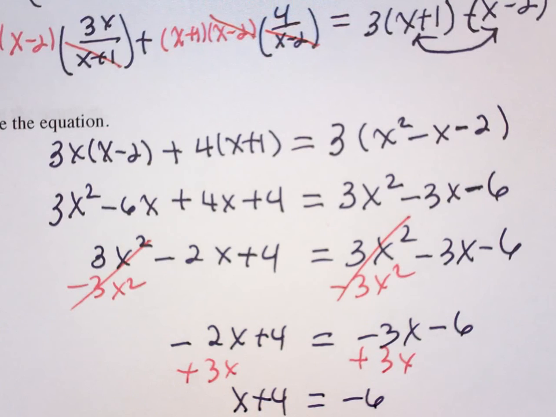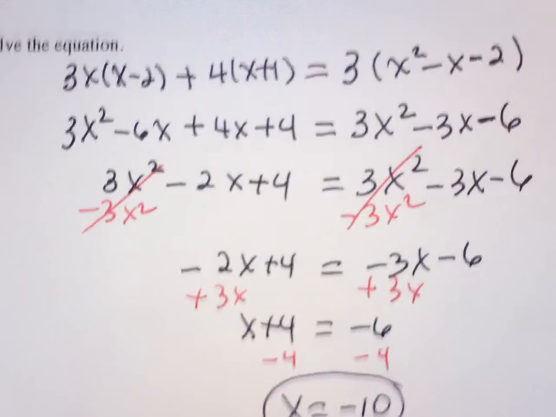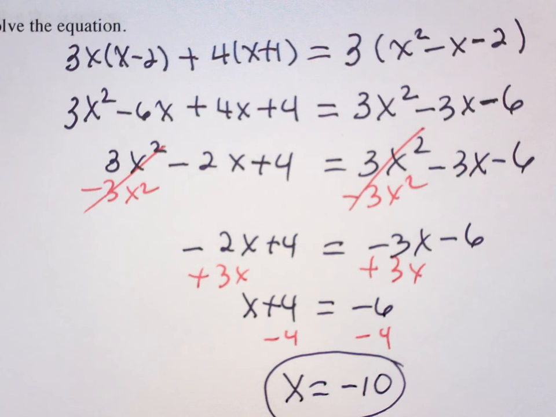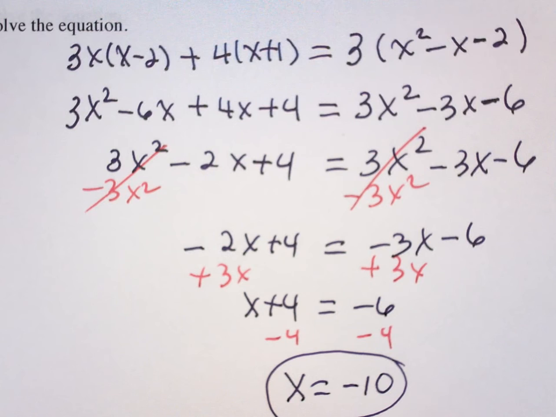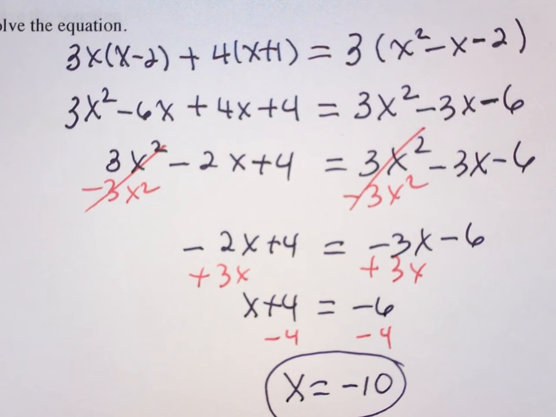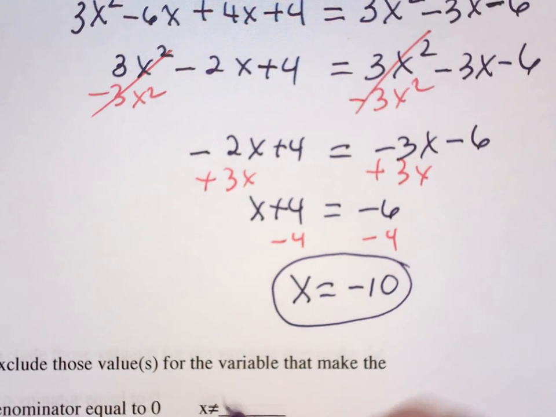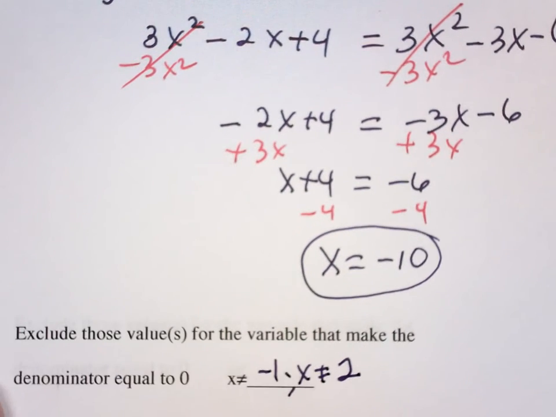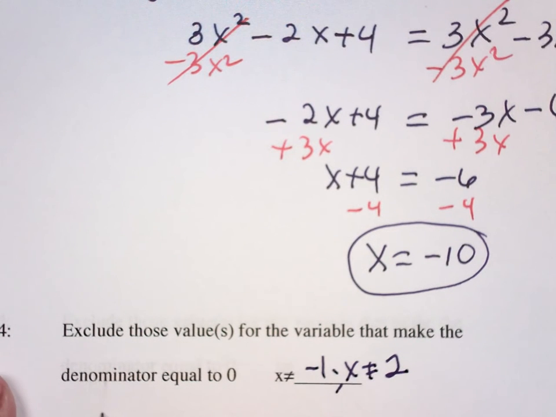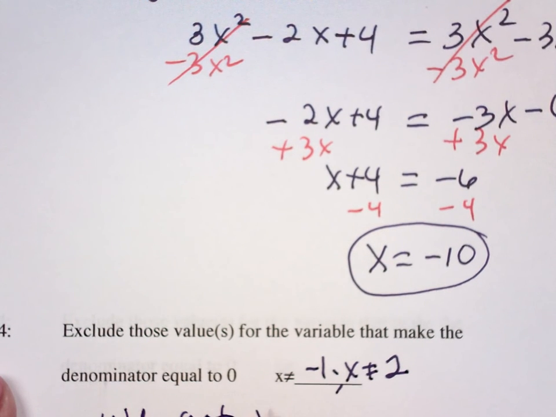X equals minus 10. Is minus 10 an okay answer? Yeah. Why? It's not equal to minus 1 or 2, so therefore minus 10 is a-okay. So that's what your conclusion would be. X cannot equal minus 1. X cannot equal 2. We got x equal minus 10, so we are, at least for the first step, okay.